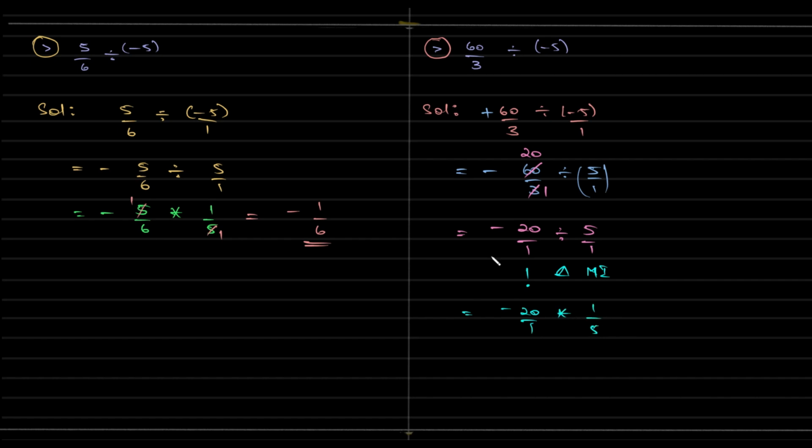So here I can cancel 5 and 20. HCF is 5. So 5 divided by 5 is 1. 20 divided by 5 is 4. And we have negative 4 by 1. That's it. Quite simple, right?